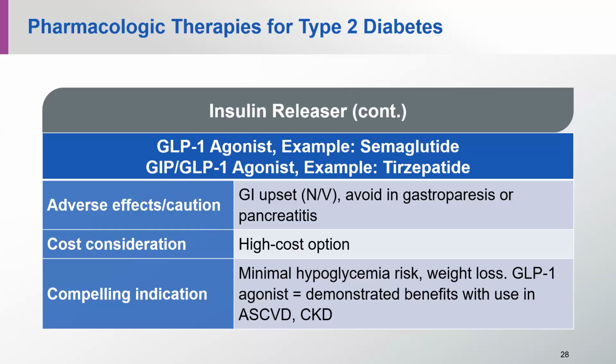And I was just teaching a group of NP students not long ago about this, and they said, oh, well, for the nausea, why don't we just give them Zofran or something like that? And I said, no, the way you treat the GI upset is by pulling back the dose, let the body get used to it. And that's why there is a slow titration up with both of these drug classes. High cost, these are very expensive. Compelling indications, minimal hypoglycemia risk, weight loss. The GLP-1 agonists, there are demonstrated benefits for use with ASCVD and CKD. Those data are emerging for tirzepatide as well.